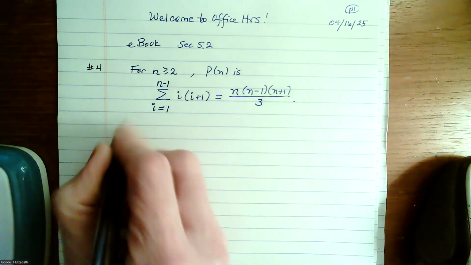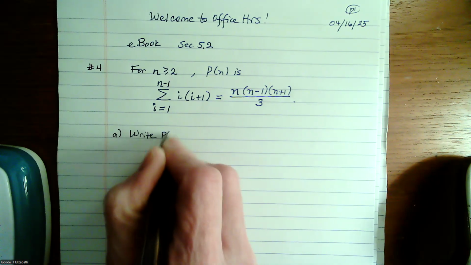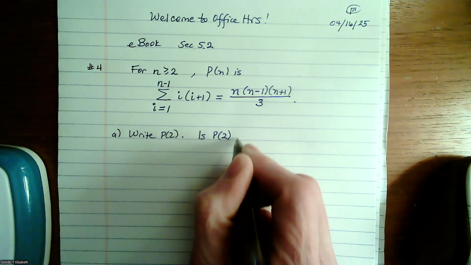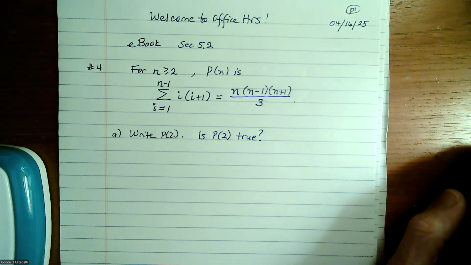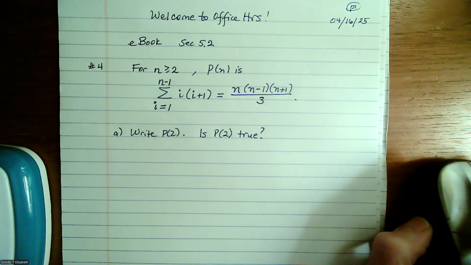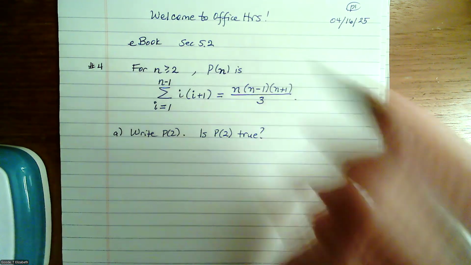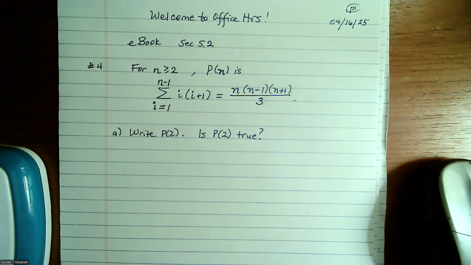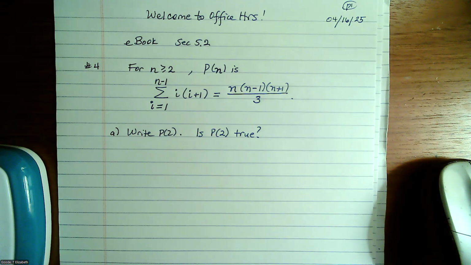Great. And so for part A, we are going to write P of 2, and we're going to find out if it's true or not. All right. In fact, that's what we're going to do tomorrow. We're going to do some prerequisite skill stuff because I kind of threw us into the deep water yesterday. So we're going to put our swimmies on and back up to the shallower water tomorrow.